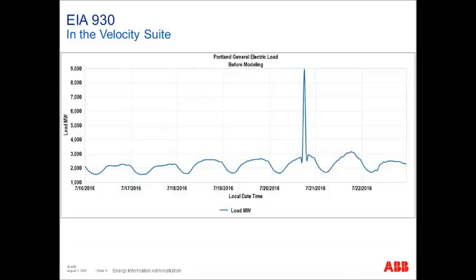So back to the issue of giving us as-is data. This is data that came in right from the EIA 930, before any type of modeling. This is what it would look like in the Velocity suite if we allowed this to go into our product. You can see that this appears to be a bogus outlier. The demand is completely out of range, and it throws off the scale for this entire chart.